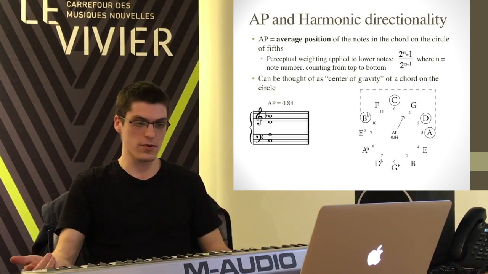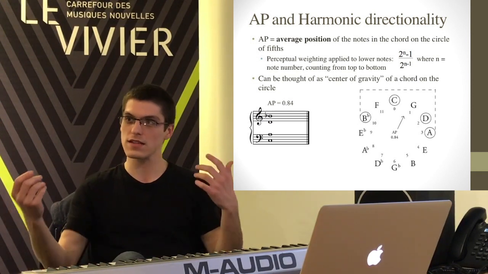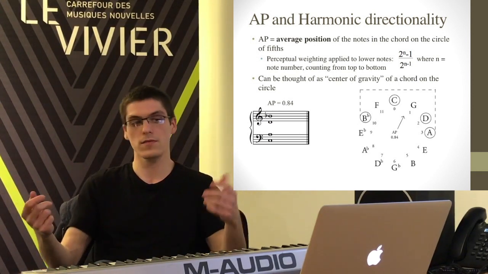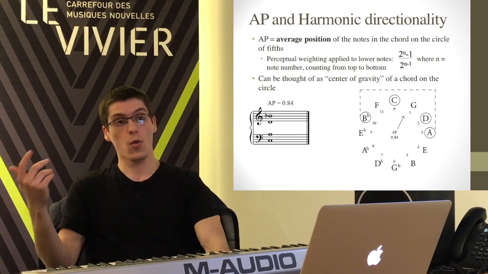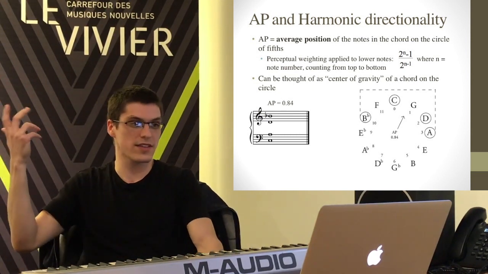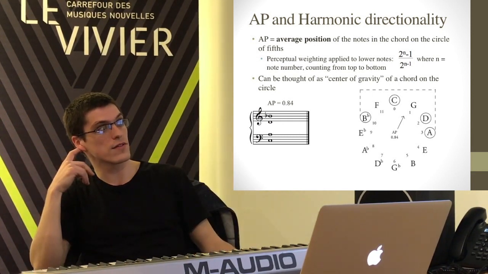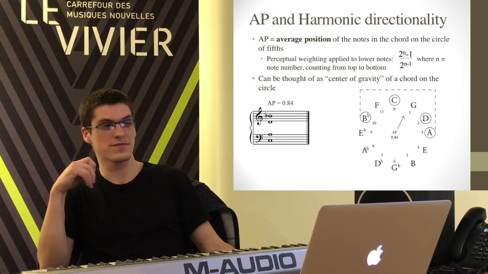But then for contemporary music, you don't necessarily know where the chord is. There isn't necessarily a fundamental to the chord, right? So you need to figure out, where is this chord on the circle of fifths? And the simplest answer to that is basically this little graph that I've got on the screen.